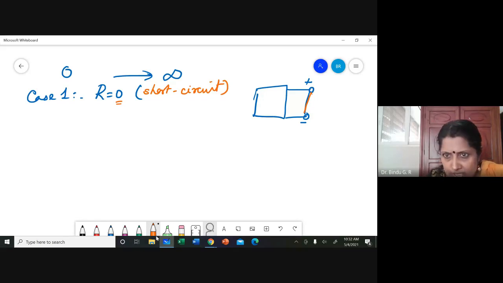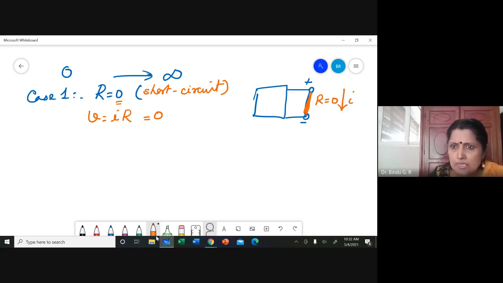So I have short circuited the terminals, which means this is R equal to 0. In which case V is equal to IR, R is 0, so V also will be 0. The whole current flows through it. This is one condition. Now case 2.